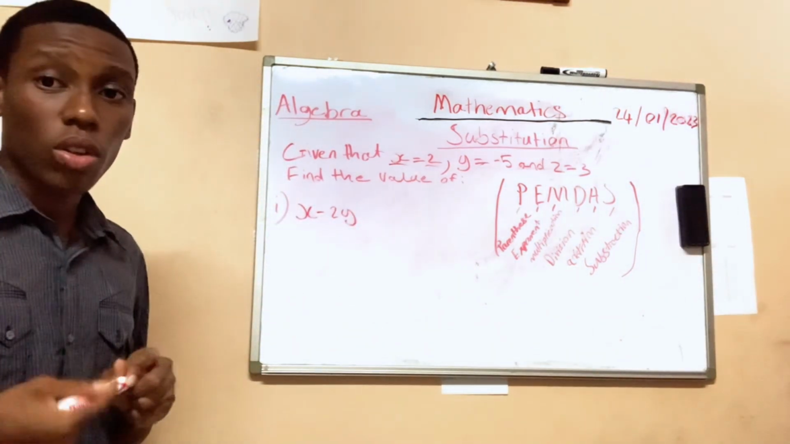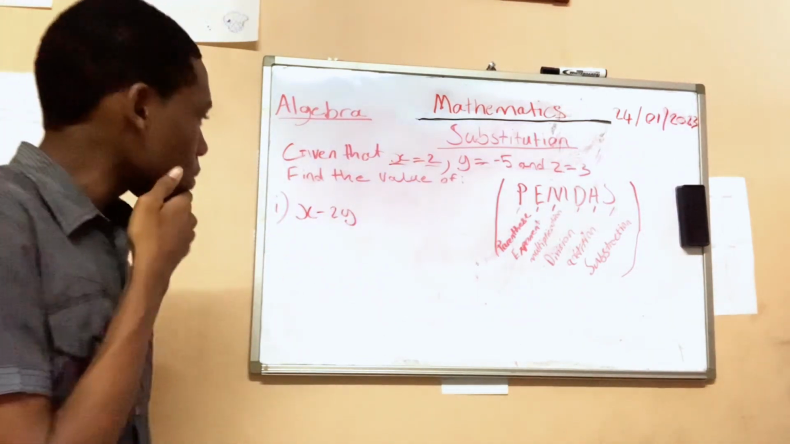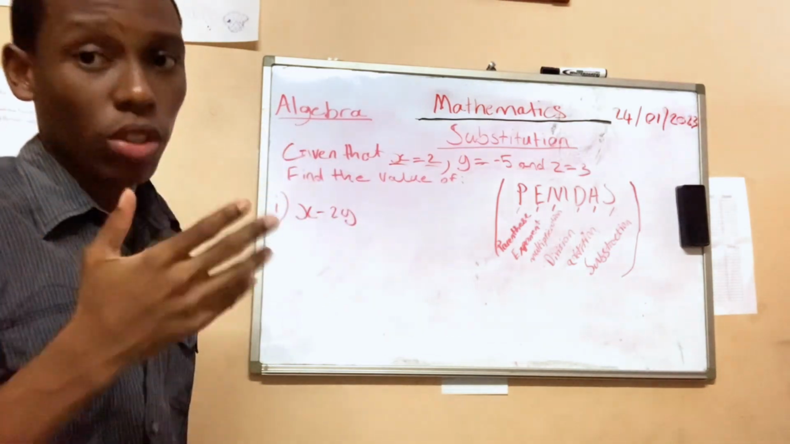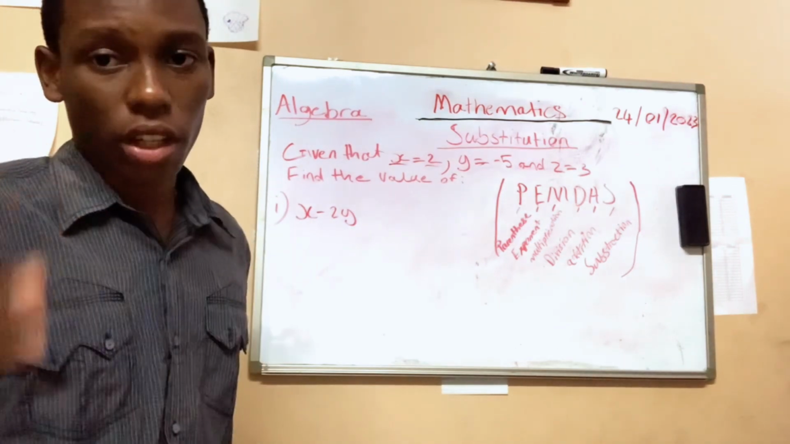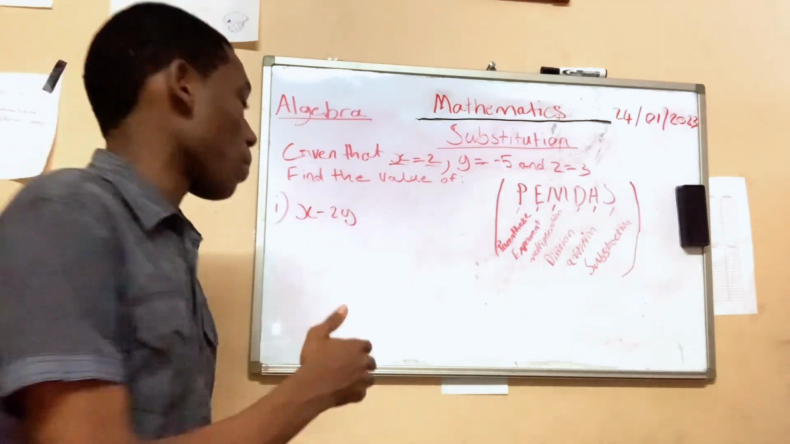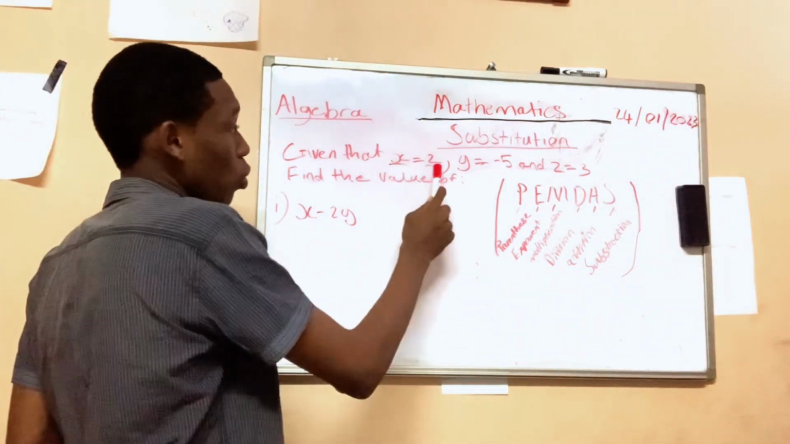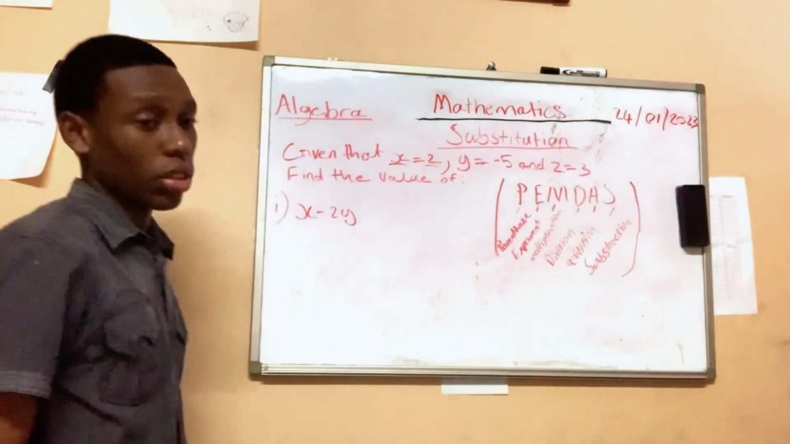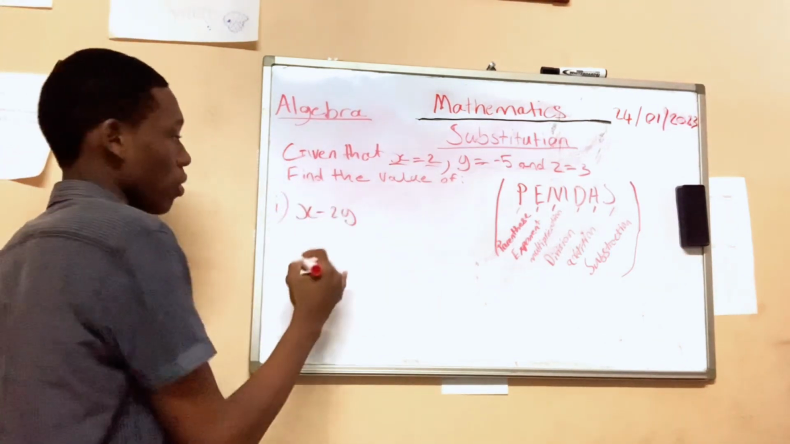The first thing, you need to look at the question and think before we go through. As I said, you need to know the term substitution. Substitution is exchanging something for another, basically. So you're exchanging x for 2, y for -5, and z for 3. In this case we're exchanging x for 2, right?